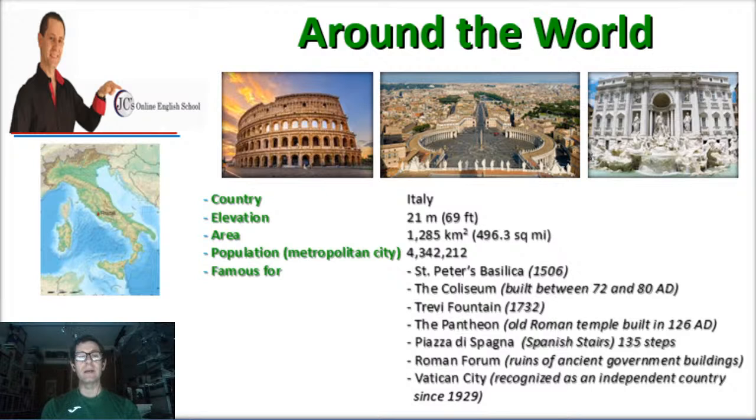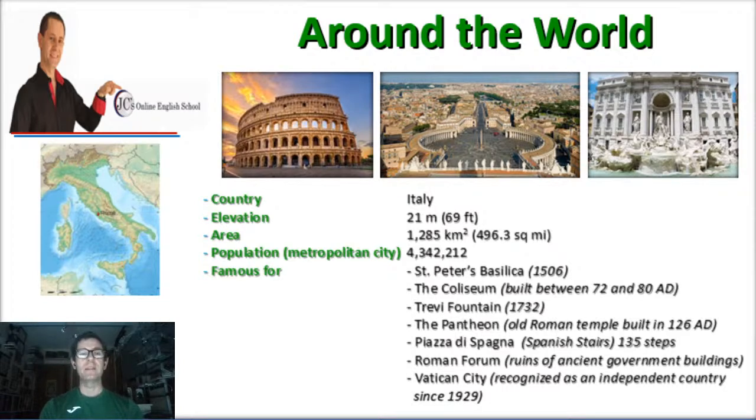But anyway, I selected St. Peter's Basilica, built in the year 1506. I also selected the Colosseum, as you can see on the top left-hand corner, built between the years 72 and 80 AD. Of course, the Trevi Fountain, located on the top right-hand side, a beautiful fountain, built in 1732. The Pantheon was an old Roman temple built in the year 126 AD, and nowadays it is a church.